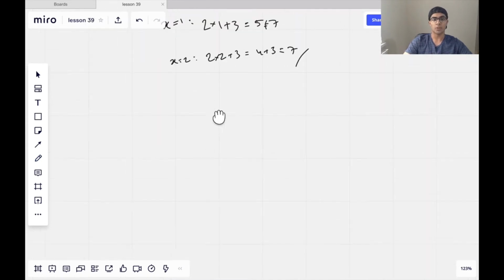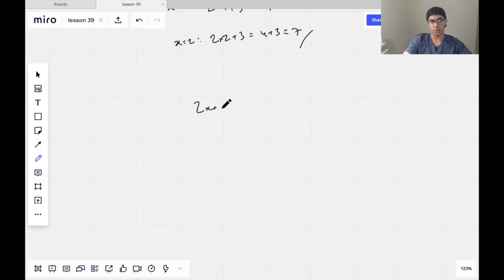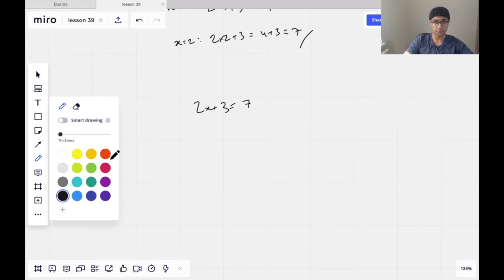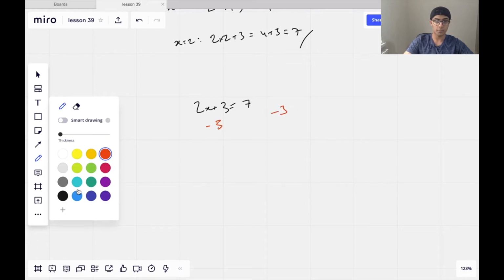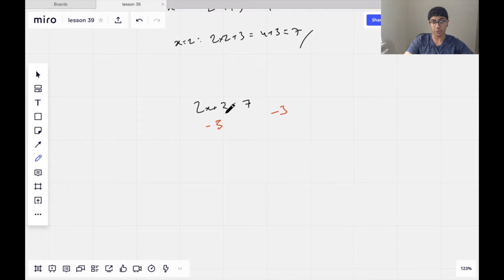So let's write it out again. 2x plus 3 is equal to 7. And since we know we can do the same thing to the left and the right, let's write this in a way that's a bit easier for us. The way we tend to do this is to isolate our x. So we take away 3 from both sides. So let's do minus 3, minus 3. Well, on the left-hand side, we have 2x plus 3 minus 3, which is just 2x. On the right, we have 7 minus 3, which is 4.